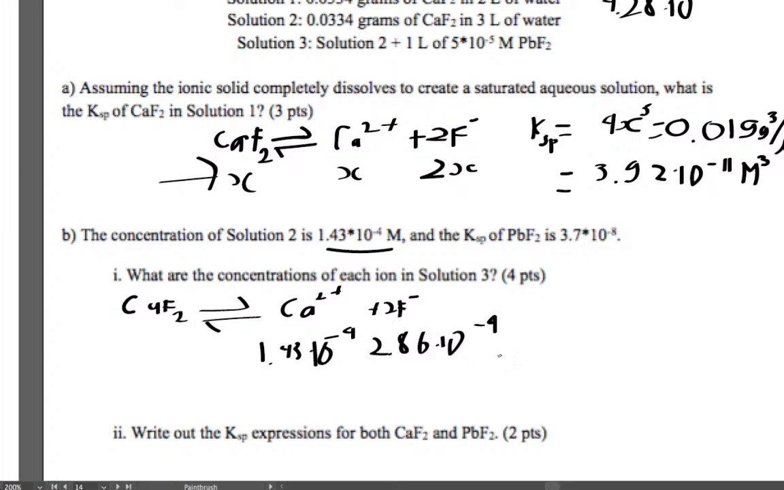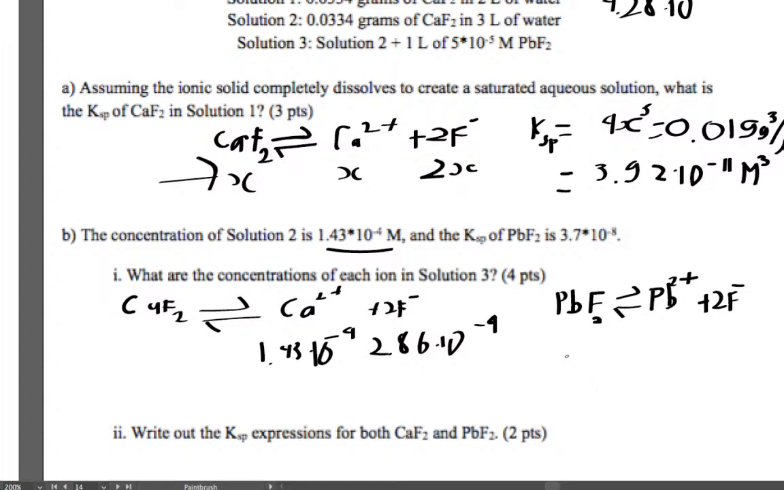And then for lead F2, which actually dissociates into lead 2 plus and also 2F minus, the answer would be 3.7 times 10 to the power negative 8.